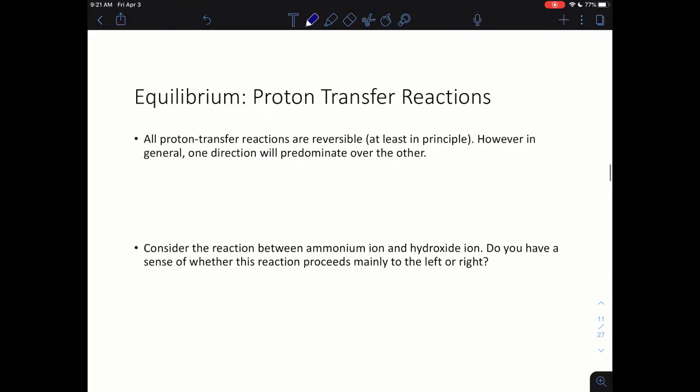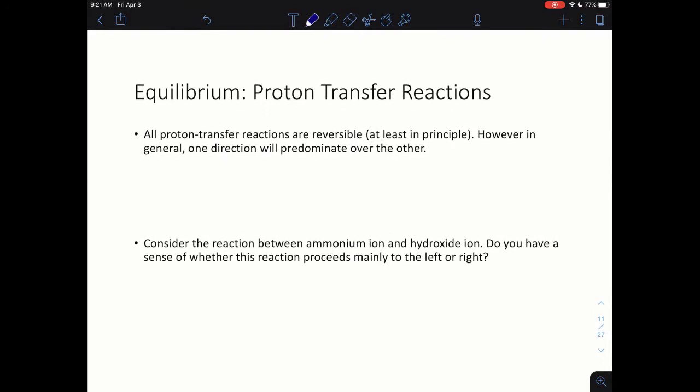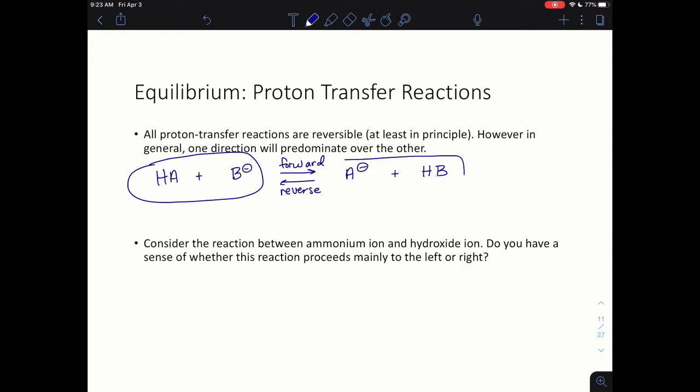Now, as you know, all proton transfer reactions are at least in principle reversible. This means that HA and B minus can react to form A minus and HB, or A minus and HB can react in the reverse direction to form HA and B minus. Now, typically, one direction does predominate over the other, meaning you typically see more of one species than the other.